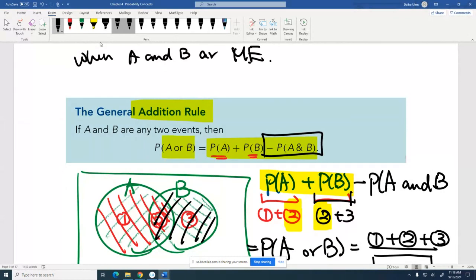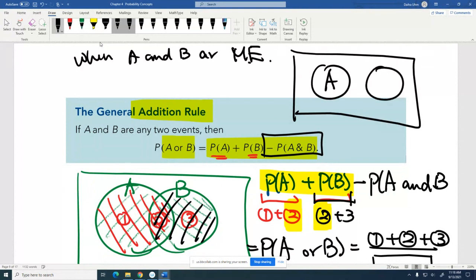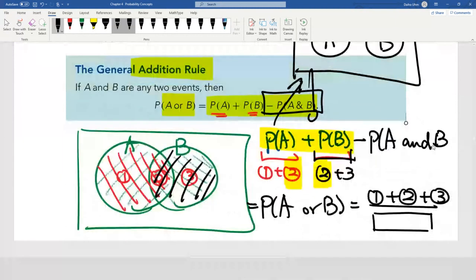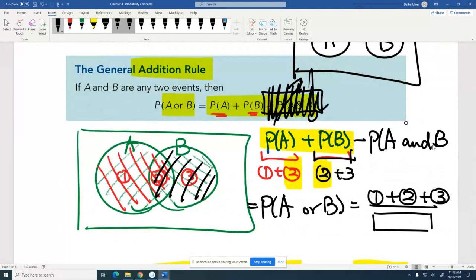When they are mutually exclusive, how much will be the probability A and B? Mutually exclusive means the Venn diagram looks like this. We just put the 2 circles separately. And now, how much will be the probability A and B? It will be 0. Yes. Simply, I just delete the last term, probability A and B, because it will be nothing when they are mutually exclusive.